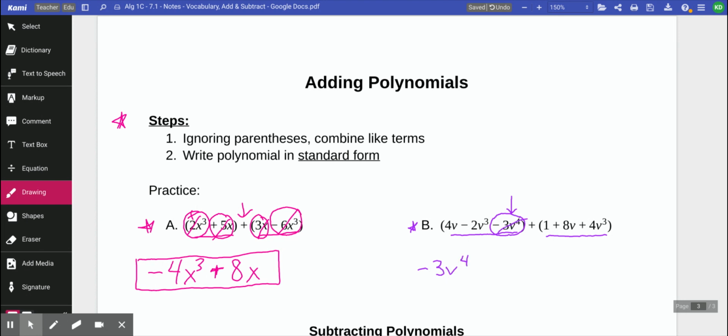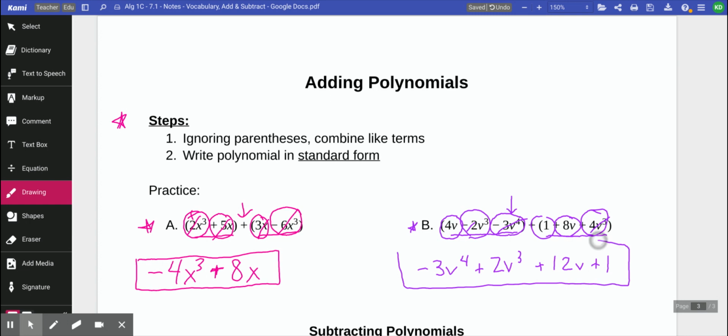Then we're going to cross that out. So now we're going to look for anything with v to the third. So here's negative 2v to the third plus 4v to the third. So negative 2 plus 4 is positive 2, v to the third. Then I'm going to look for anything v to the second power. I don't see anything. So then we look for anything that's just v, and I see 4v plus 8v is 12v. And finally, I just have my constant plus 1. So there it is. We are finished adding our like terms, and our answer is in the standard form because we started with the biggest variable exponent and worked our way down.